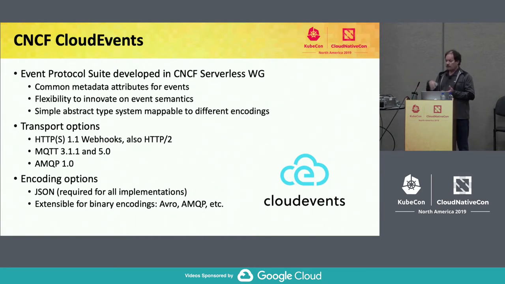We also included a lot of different transport options, such as MQTT, AMQP, and HTTP, because obviously we need to be able to move that event through all of these systems. Then we have a standard encoding using JSON, but we also understand that there are transports that need binary, or for efficiency want binary encodings, and so we made sure that we could take that into account as well.